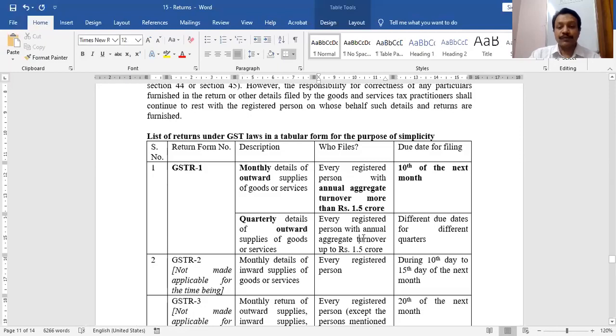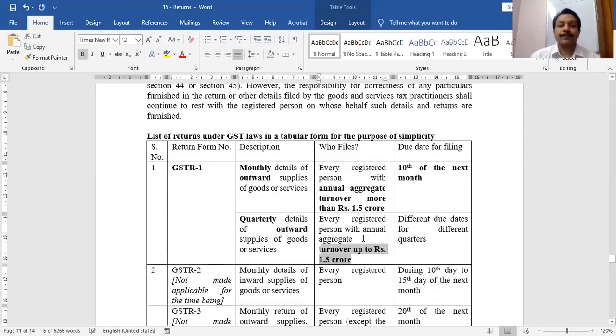And this is for those people whose turnover is up to 1.5 crore, means doesn't exceed 1.5 crore. And there the due date is different. I'm not telling you the due date right now because you don't have one common due date. For different quarters, you have different due dates. That's it. This is my GSTR1. I hope GSTR1 is clear.